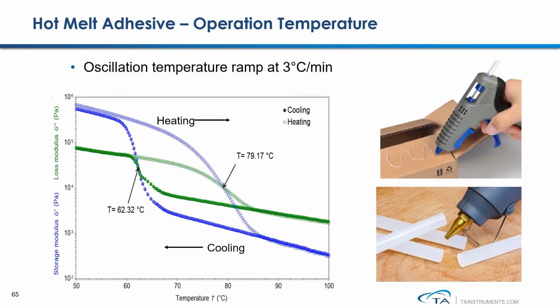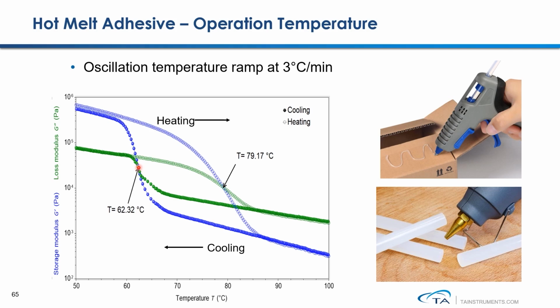This is a case study of using this dynamic temperature ramp experiment to study the operating temperature window of a hot melt adhesive sample. The sample is loaded at 100 degrees C. From here, we conduct a cooling experiment with a cooling rate of 3 degrees C a minute. During this measurement, we can see that the sample remains tacky until the temperature gets colder than 62 degrees C. Below this temperature, the sample becomes solid-like and completely loses its tackiness.